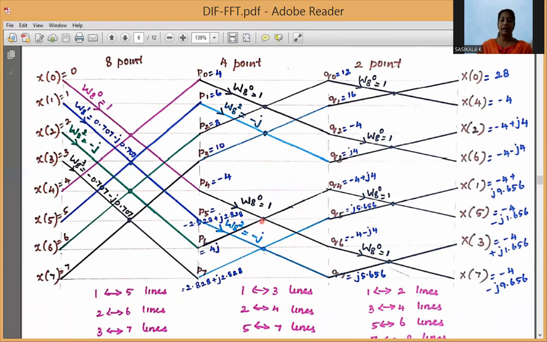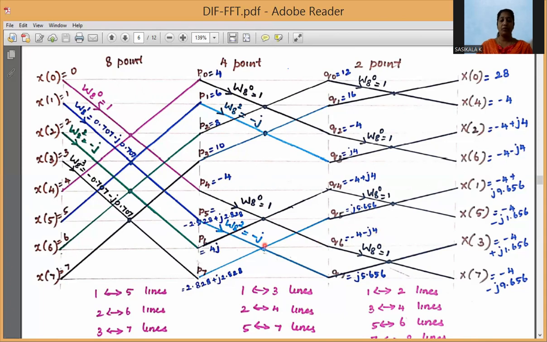Okay, and now you need to come to the third butterfly. For this third butterfly, the inputs are P4 and P6, whereas the outputs are Q4 and Q6. So for calculating, Q4 is equal to P4 plus P6. P4 value is minus 4 plus j4. Okay, so Q4 is equal to minus 4 plus j4. Q6 is equal to first input minus second input into twiddle factor, that is minus 4 minus 4j into 1. So it becomes minus 4 minus j4.